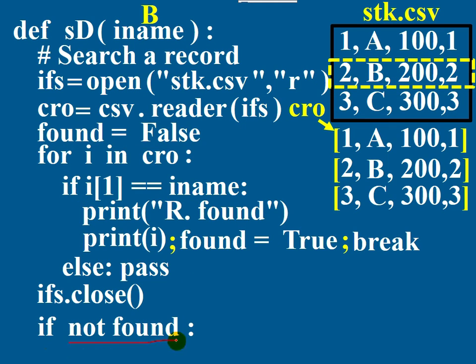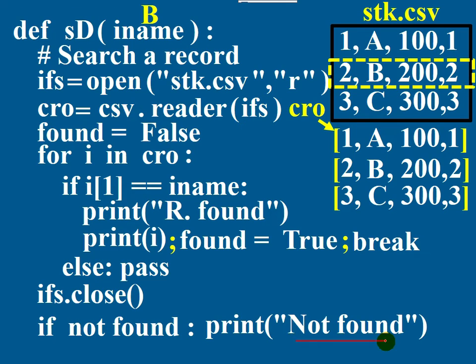So if not found, meaning found equal to false, the meaning is search record not found. Now what is the use of found? How this piece of code works, let me explain using an example. So initially found is false. So remember in your mind, variable found is false. Now for i in cro, so cro contains all the rows of the CSV file. Now variable i points to the first row in the CSV reader object.